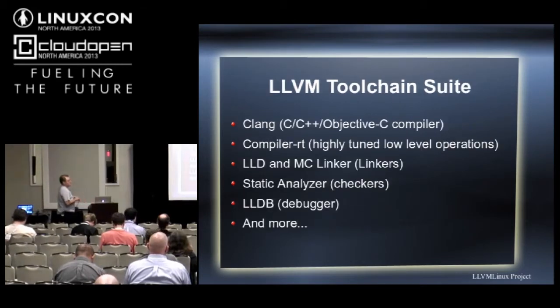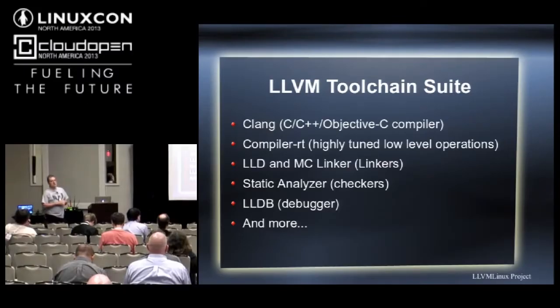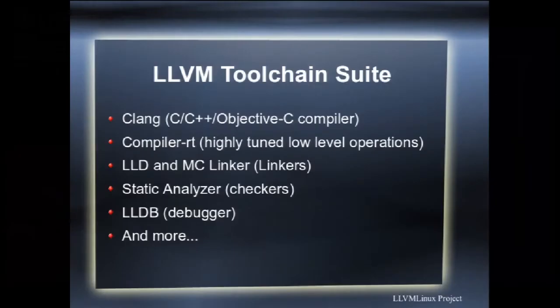It's also a tool chain. So in fact, there is a compiler. The one we use is Clang. It's a C++ Objective-C compiler. There's the equivalent of libgcc called CompilerRT. Again, it's a series of highly optimized routines that are used at a low level. Well, that's primarily used in user space, not so much in kernel space.